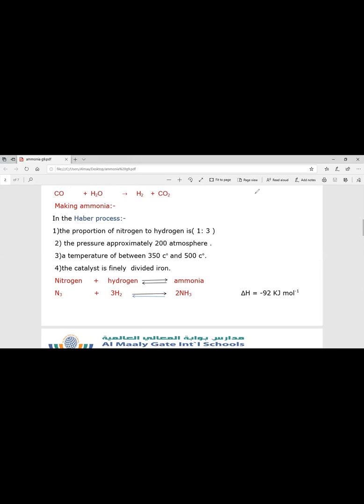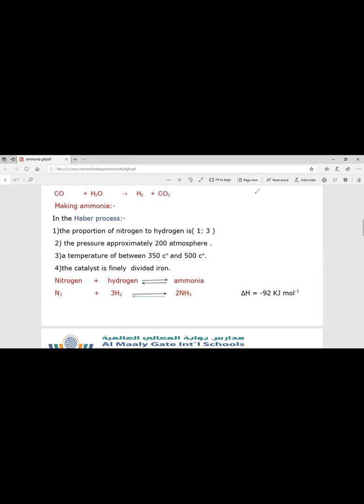So we can differentiate between the catalyst used to make ammonia and the catalyst used to obtain hydrogen. In the case of hydrogen, we need nickel, but in the case of ammonia, we need finely divided iron. When nitrogen reacts with hydrogen in the presence of fine iron, ammonia is produced.